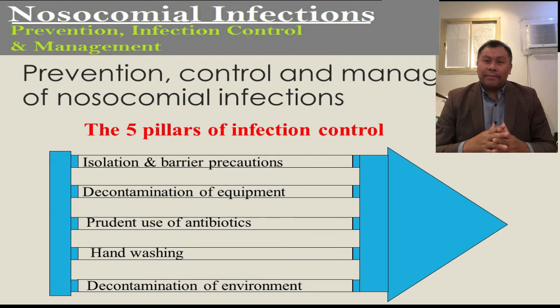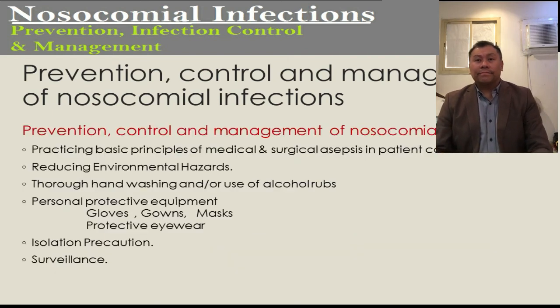How to prevent? How to control? We are going to discuss the prevention, control, and management of nosocomial infections. There are 5 pillars of infection control. Number 1, isolation and barrier precautions. Second, decontamination of equipment. Third, prudent use of antibiotics. Fourth, hand washing. And fifth, decontamination of the environment.